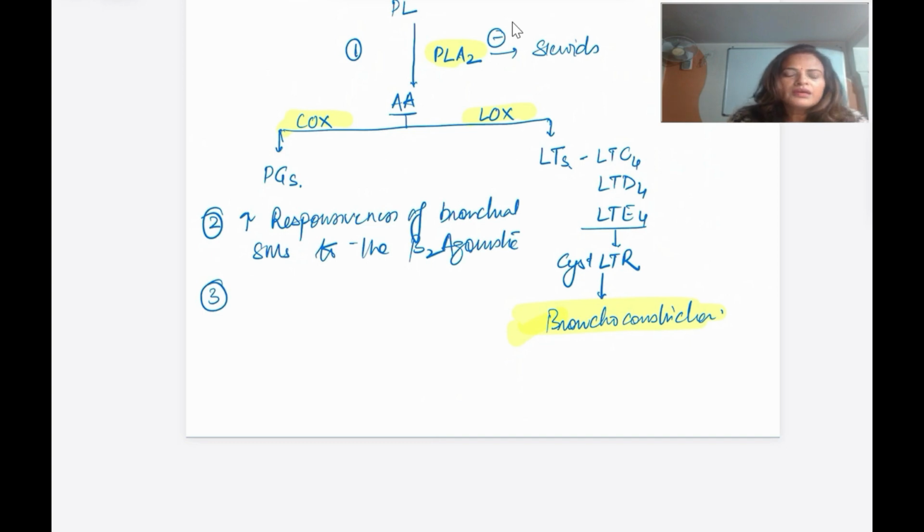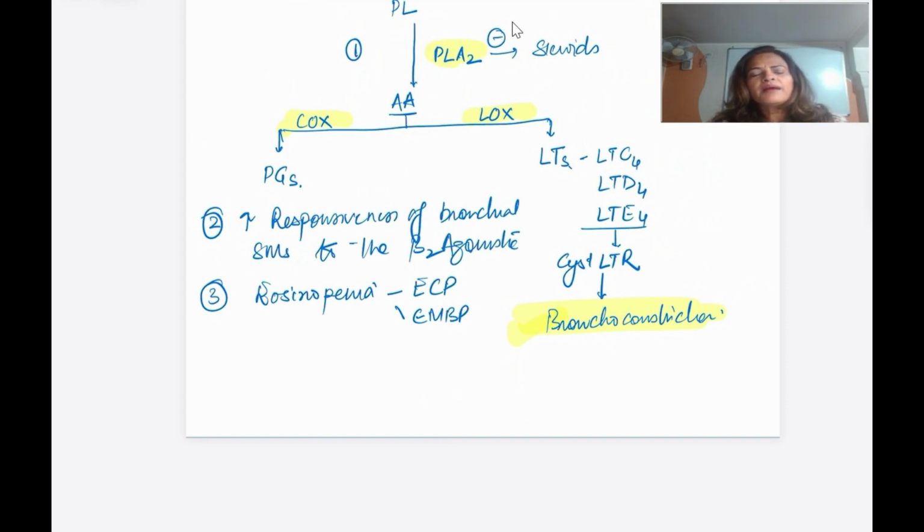Then number three, they also cause eosinopenia. A few mediators are released from the eosinophil, if you remember: eosinophilic cationic protein and eosinophilic major basic protein. They cause damage to the bronchial epithelium. Because of the damage to the bronchial epithelium, the airway becomes hyperresponsive to stimuli.